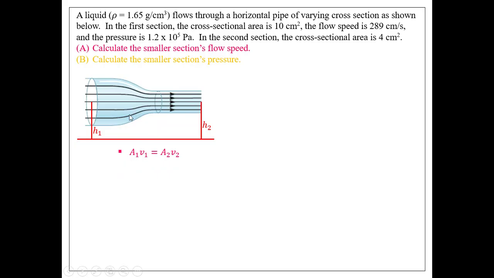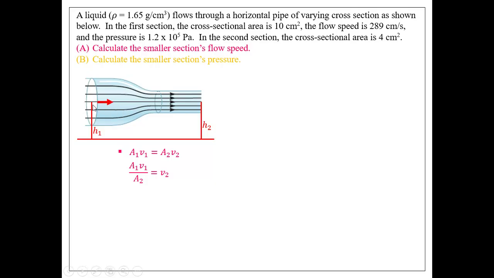For part A, I think the easiest way is to apply the continuity equation. Why? Because we have A1, we have V1, we have A2, and we're asked to find V2, so we're given three of the four unknowns. I'm going to solve for V2 by dividing both sides by A2. Once again, A1 is 10 centimeters squared, A2 is 4 centimeters squared, and V1 is 289 centimeters per second.